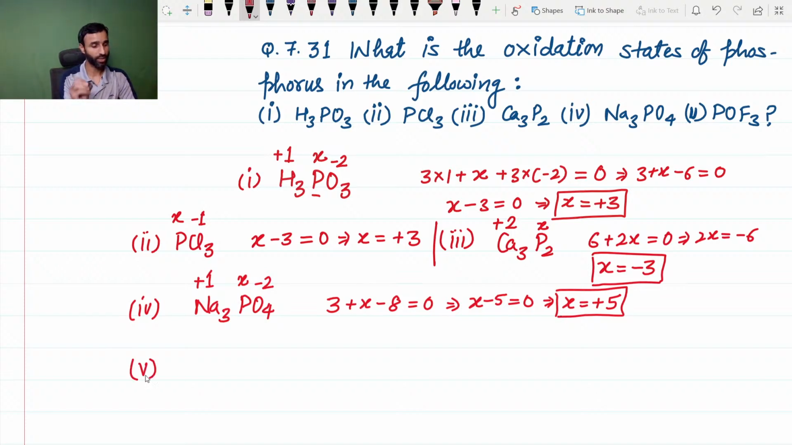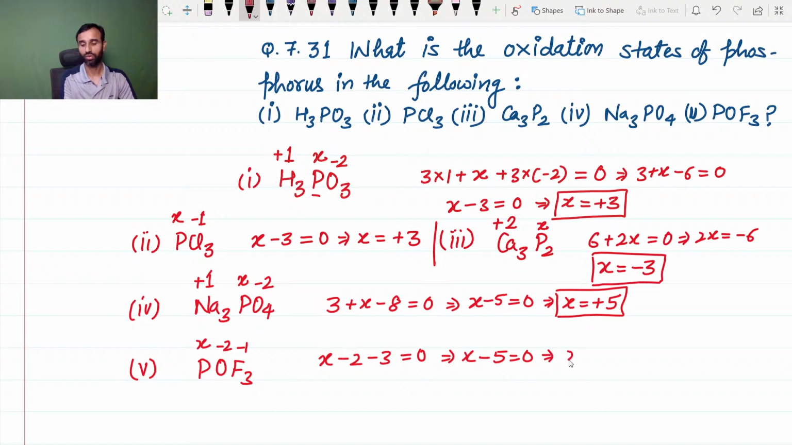Now the last one is POF3. Again, take phosphorus as x, oxygen -2, and fluorine has -1. So x - 2 - 3, 3 into -1, that is x minus 5 equal to 0. So x is equal to +5. That's it. So these are the oxidation numbers of phosphorus in different compounds.